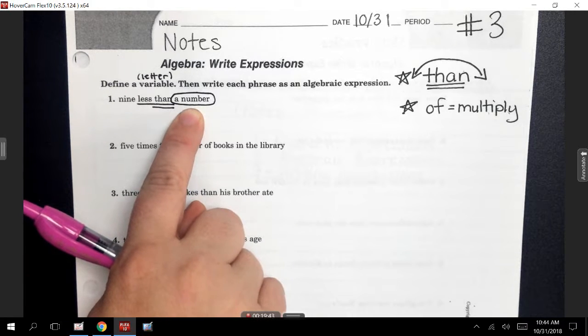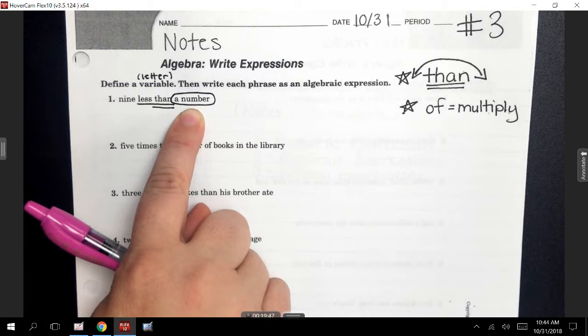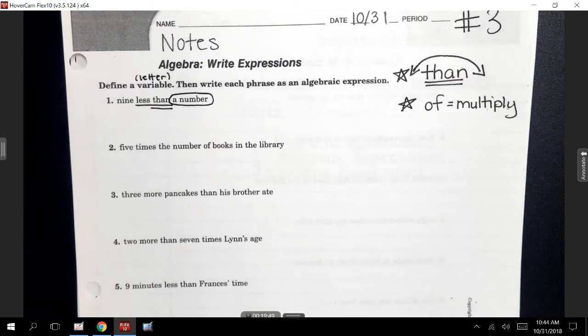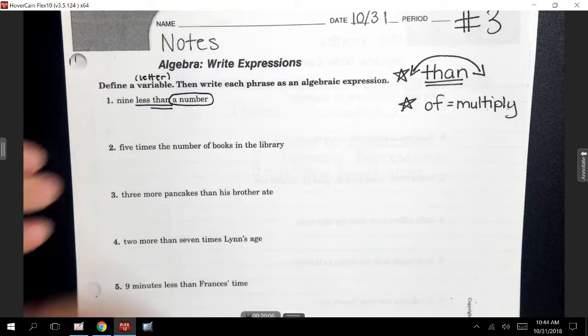Guys, that's going to give me my variable. Whatever you're missing, whatever it is you need to know, that's your variable, okay? Now, guys, when we pick our letter, we're going to use our brain. We're going to pick it kind of logically, all right? If I'm talking about a number, a good letter to use would probably be N. Get it? N. Number. It starts with that.